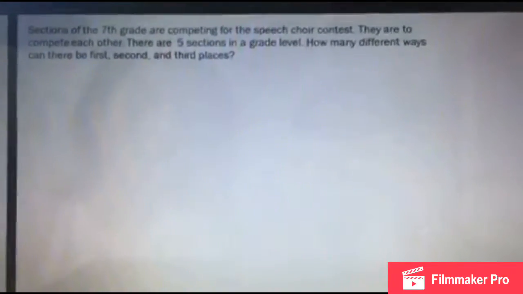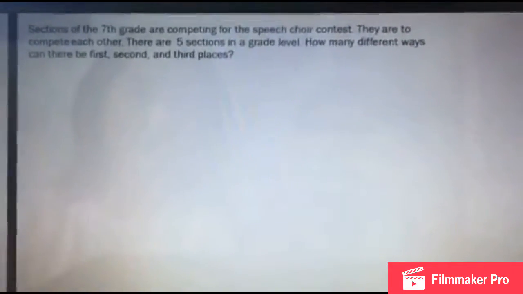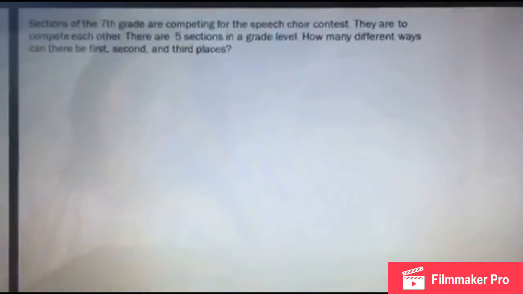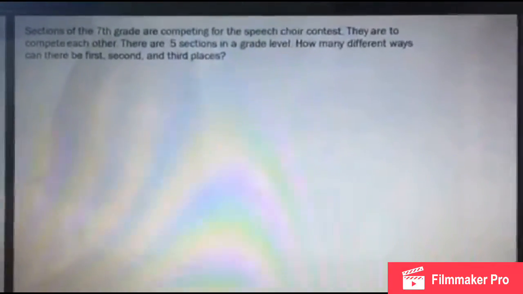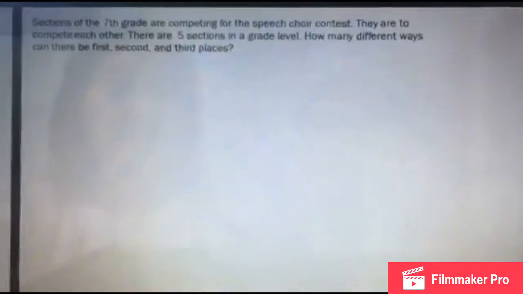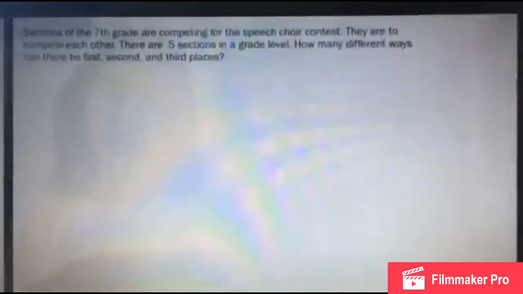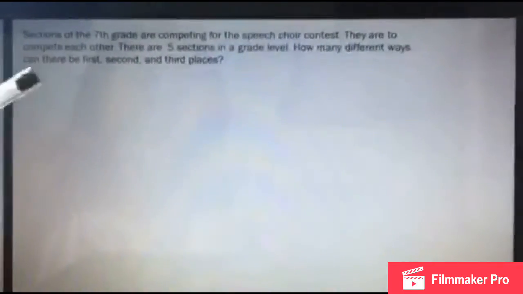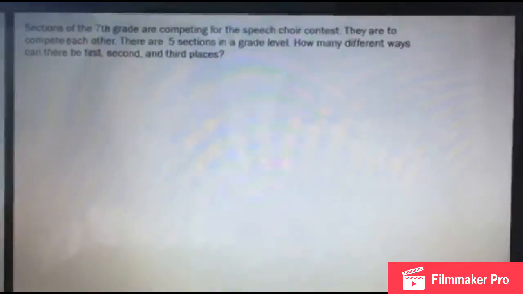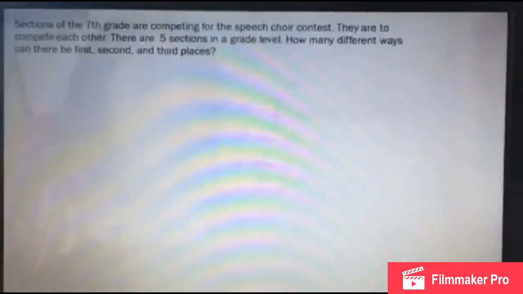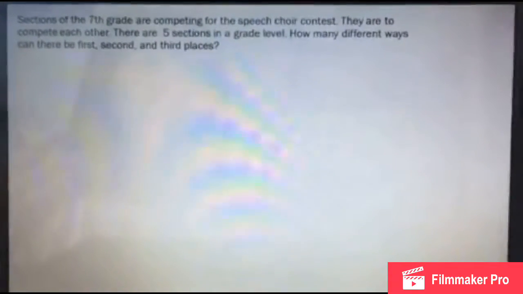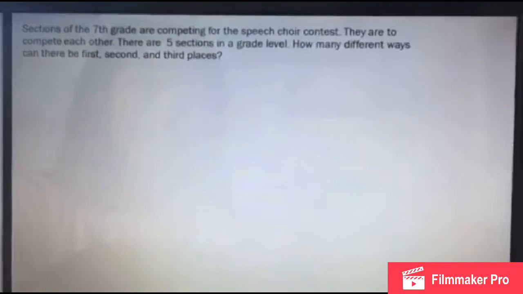So for the last example, sections of the 7th grade are competing for the speech choir contest. They are to compete against each other. There are 5 sections in a grade level. How many different ways can there be first, second, and third places? So there are 5 contestants that will compete in the speech choir contest. The question is, how many different ways can there be first, second, and third places?